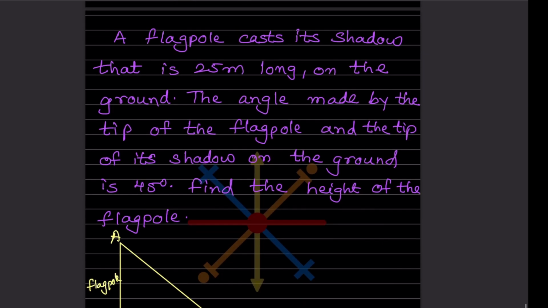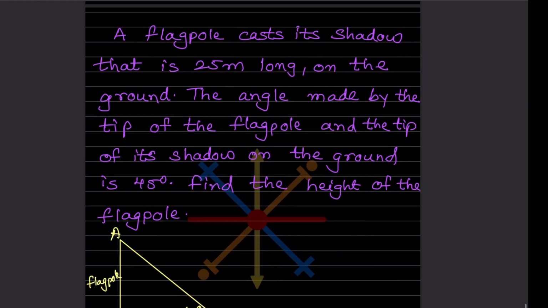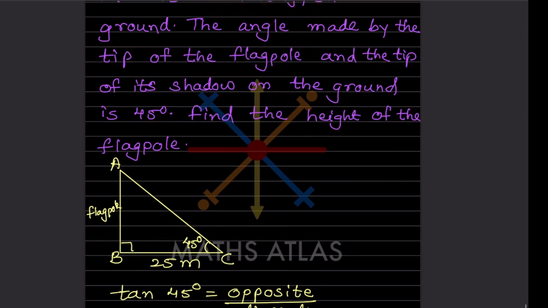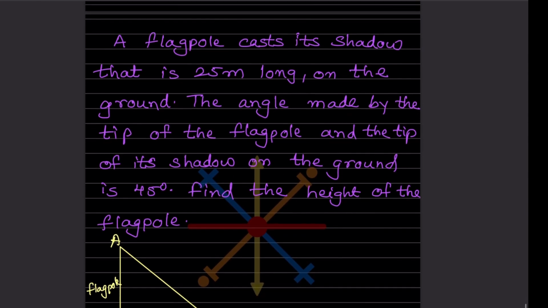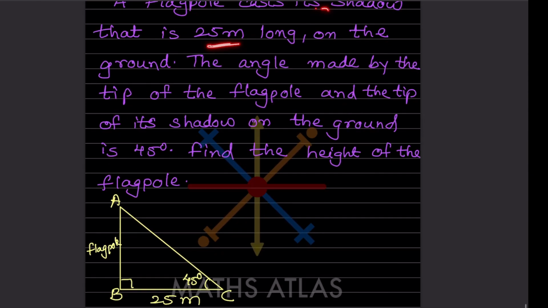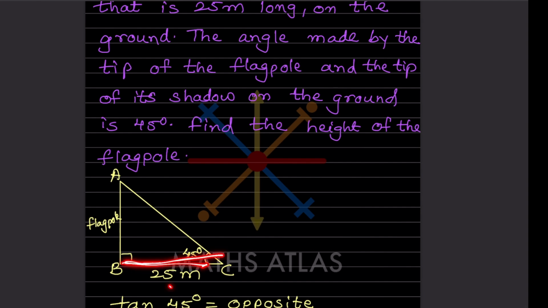Now the next one: the flagpole casts a shadow that is 25 meters long on the ground. The angle made by the tip of the flagpole and the tip of its shadow on the ground is 45 degrees. Find the height of the flagpole. So now let us draw this one. This is what they have given over here, 25 meters long, that is the shadow. So this is 25 meters long, and this is the flagpole. The angle at the tip of the shadow on the ground is 45, so this one is 45. Hope you got this one.